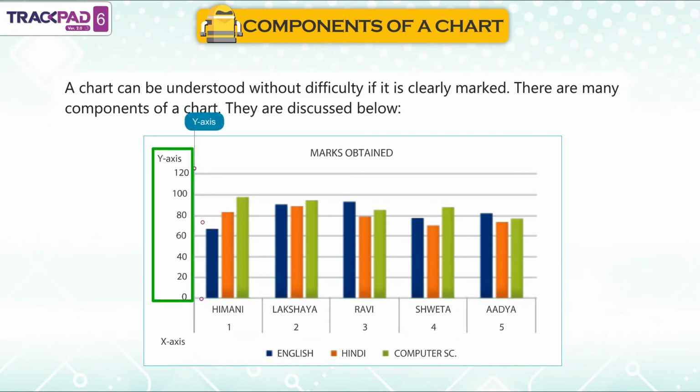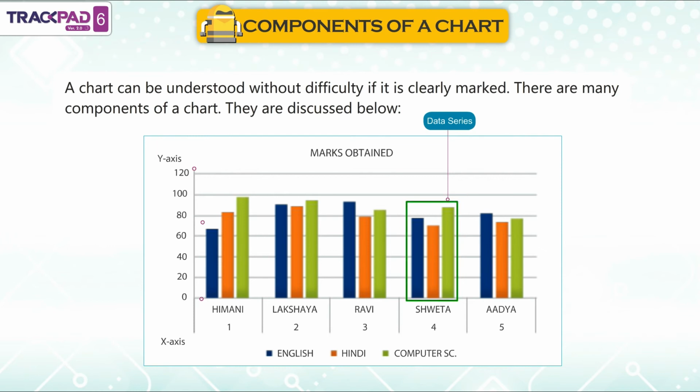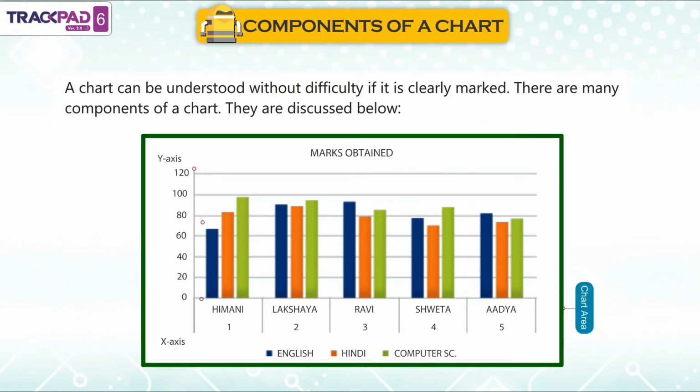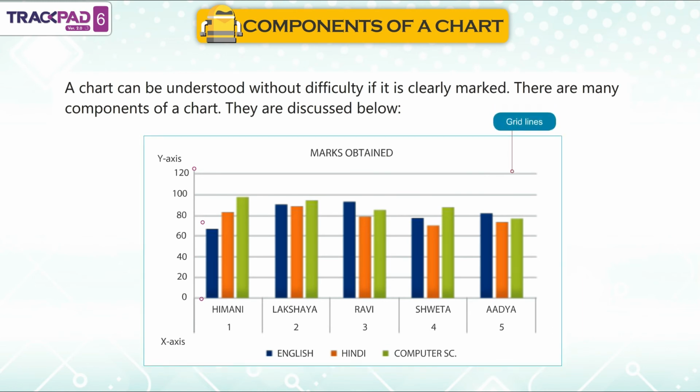Y-axis: it is the vertical axis of the chart. The value of each data series is plotted on this axis. It is also known as the value axis. Data series: it is related to the set of values. It is represented by the bars or slices that have data values. Legend: it is a key which displays the symbols or colors used in the chart. Chart area: it includes all objects and elements of a chart. Grid lines.